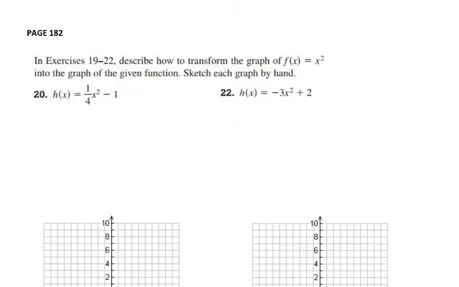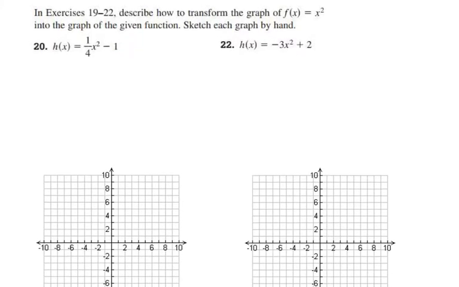Or unexpected. Alright, so the next one's number 20, describe how to transform the graph into the graph of the given function. So we're going to look for those a's and b's and h's and k's that are extended onto this parent function of x squared.